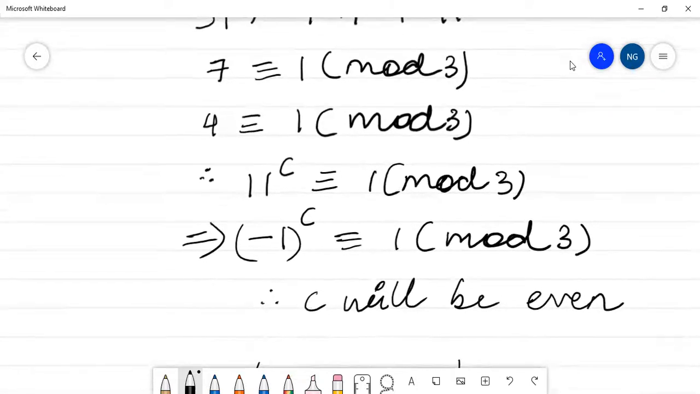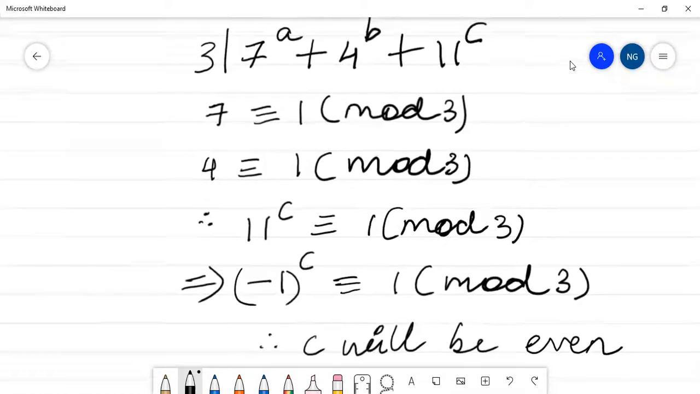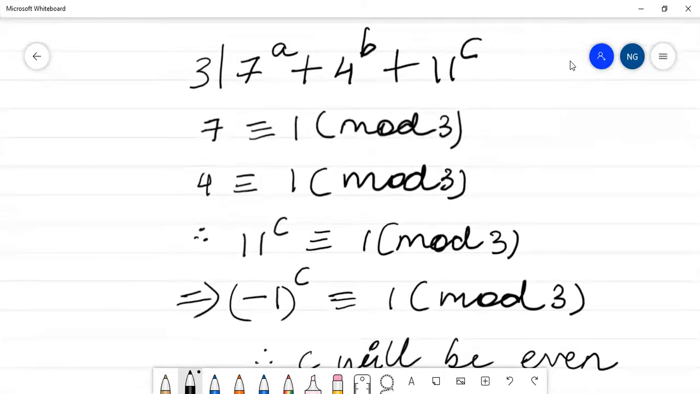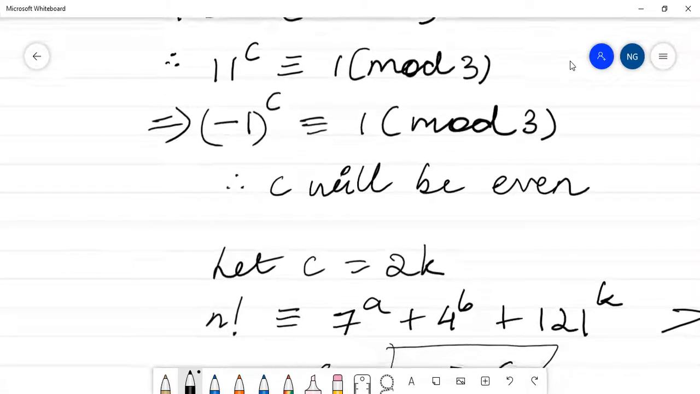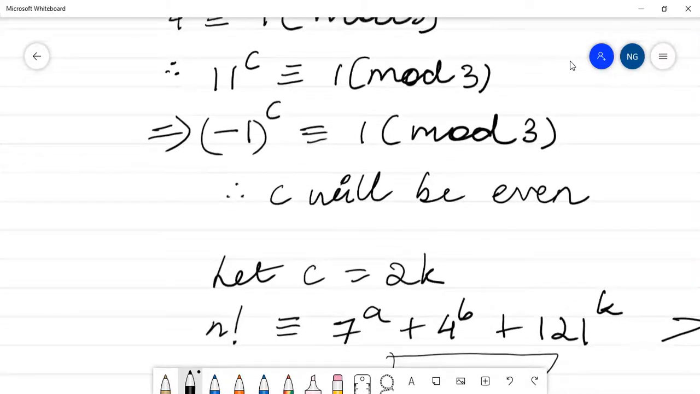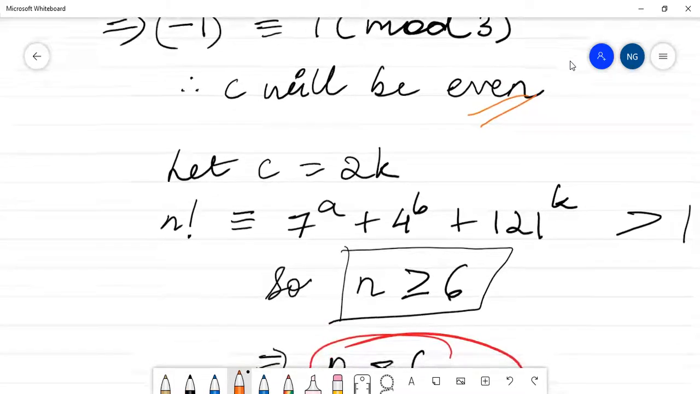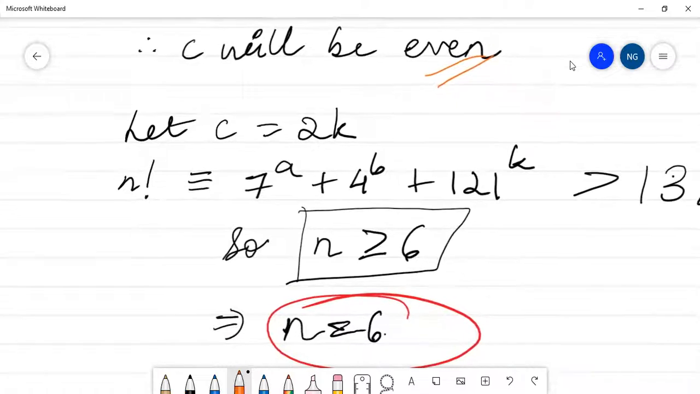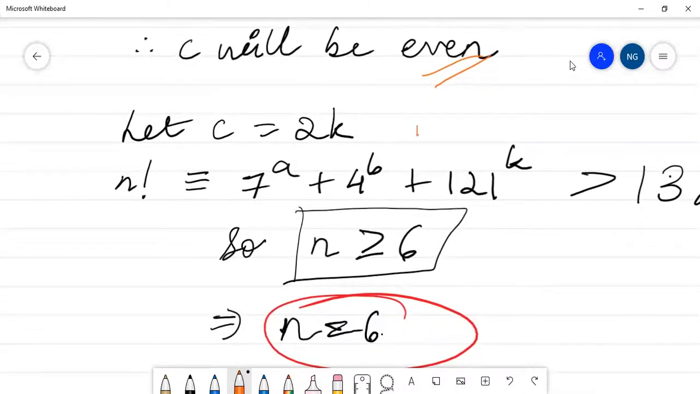We know that 7 is equal to 1 mod 3, and 4 is equal to 1 mod 3. Therefore, 11 raised to c is equal to 1 mod 3, which means that minus 1 raised to c is equal to 1 mod 3, which means that c will be even. So let's assume that c is equal to 2 times something. Let's assume it is k. So c is equal to 2k.